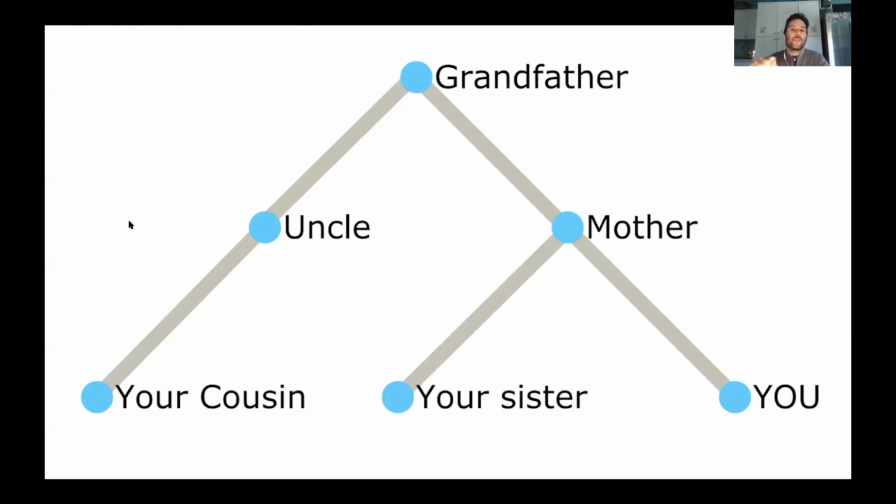Or you can do something like pick one of your grandparents and draw down, and draw who their children were and who their children were until you get to yourself. And you'll notice on this chart that there's only one grandparent and only one parent. That's because in a lot of the hierarchical data structures that we deal with, this kind of network visualization, a node can only have one parent.